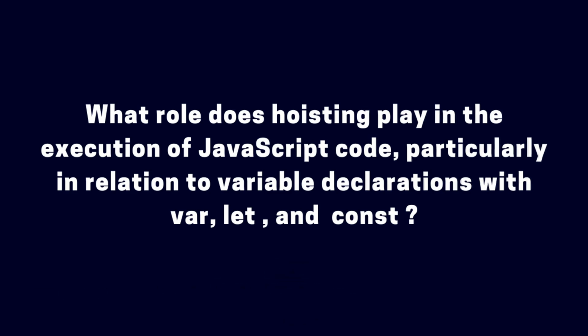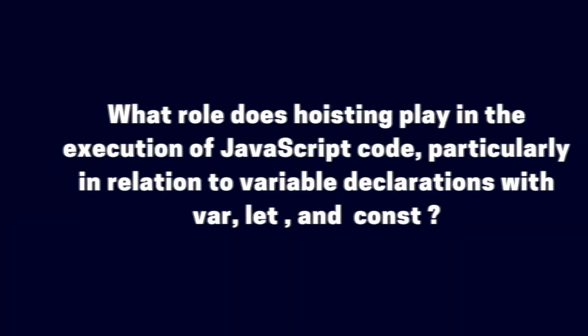Hoisting in JavaScript is the process where variable declarations are moved to the top of their scope during the code's execution phase. With the var keyword, the variable is hoisted and initialized to undefined. It can be accessed before its declaration, but will hold undefined until it's assigned a value. With the let keyword and const keyword, the variables are hoisted but not initialized. This means they cannot be accessed before their declaration, leading to a reference error if you try to use them too early. Understanding hoisting helps prevent errors and ensures that variables are used in the correct order in your code.